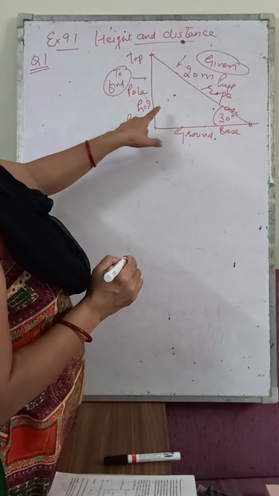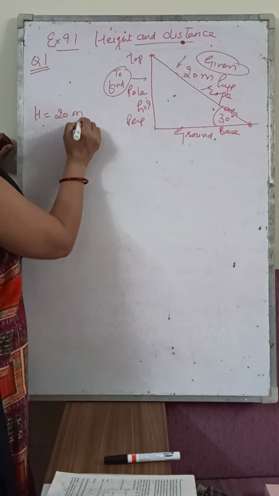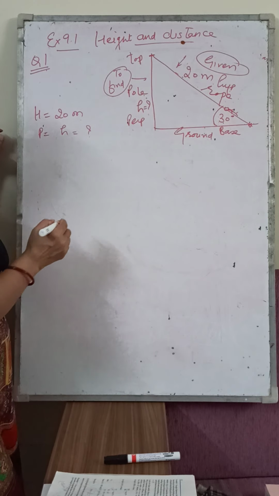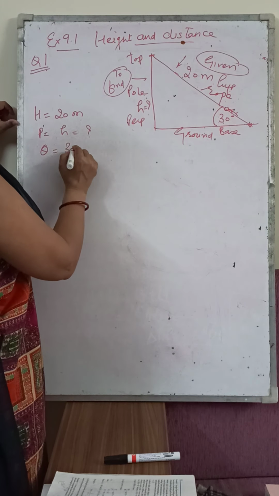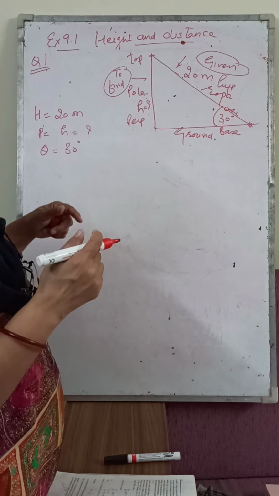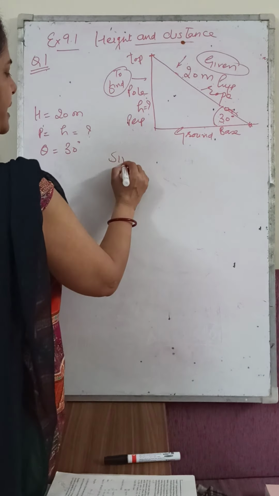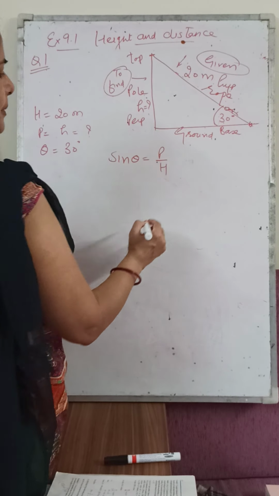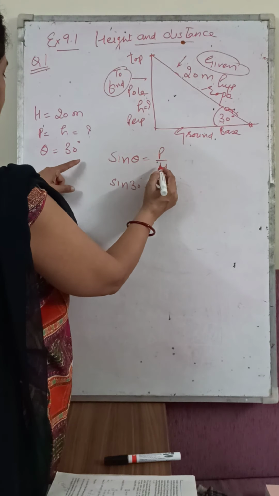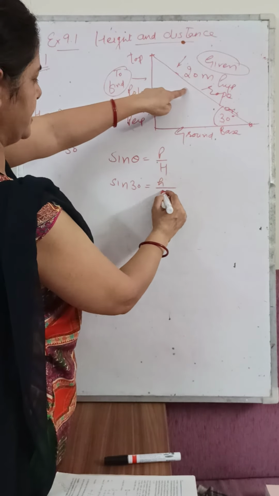So we have this hypotenuse. Hypotenuse is 20 meter, and perpendicular h you have to find, and angle of elevation theta is given as 30 degree. So the trigonometric ratio in which p and h are involved is sin theta. You know sin theta is equal to perpendicular upon hypotenuse. Sin 30 degree, perpendicular is h, and hypotenuse is 20.